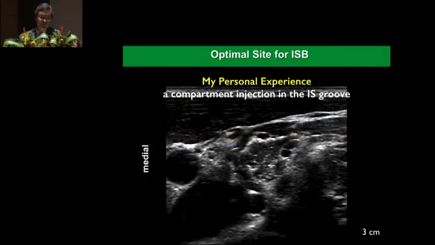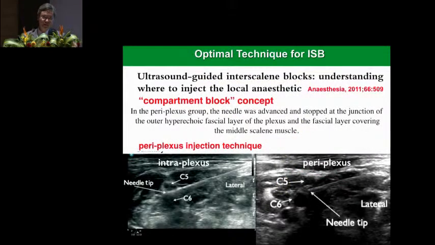So my personal experience is, first of all, I look at the nerve roots. I can tell where they are. So now I like to do a compartment block. I want to put the needle in between the nerve roots and then I inject. So either inside the interscalene groove, or another technique that Dr. Sykes' group has advocated, the plexus technique.